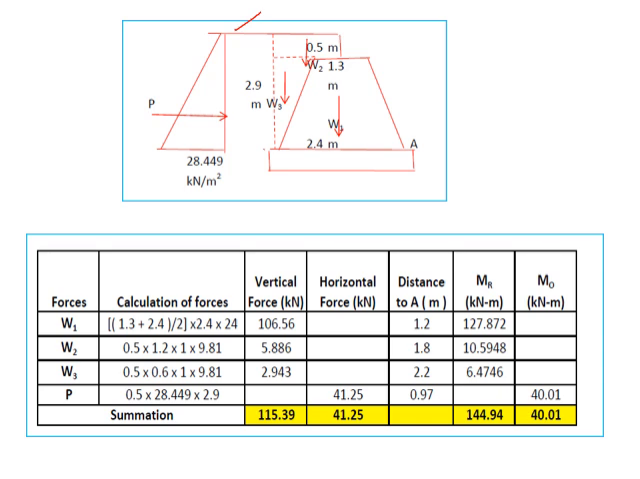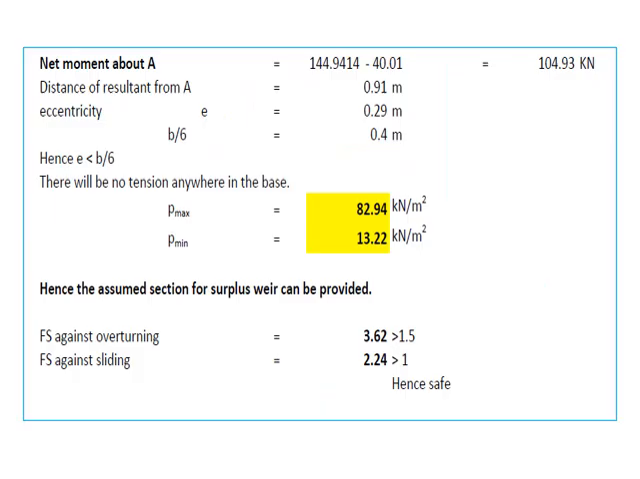So W3 is the weight of the water in the triangular portion, which is 0.5 into 0.6 into 1 into 9.81. So the distance to A is 2.2, so that gives resisting moment. Similarly the water pressure can be calculated, half base into height, which gives 41.25, where the distance is 2.9 by 3. So therefore we can take summation of vertical forces, summation of horizontal forces, summation of resisting moment, summation of overturning moment.